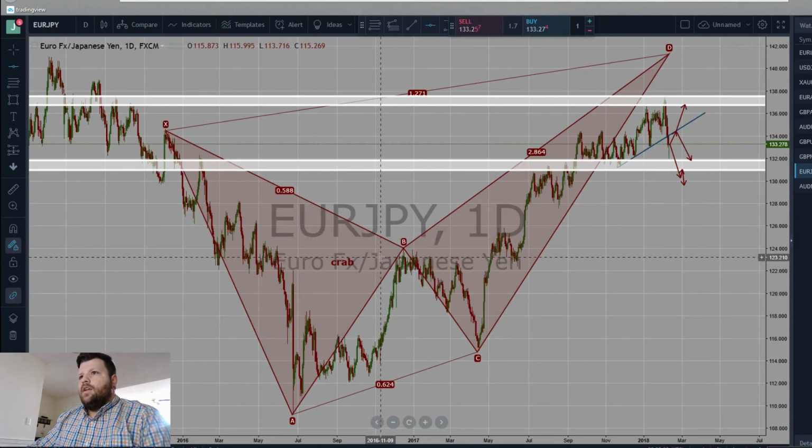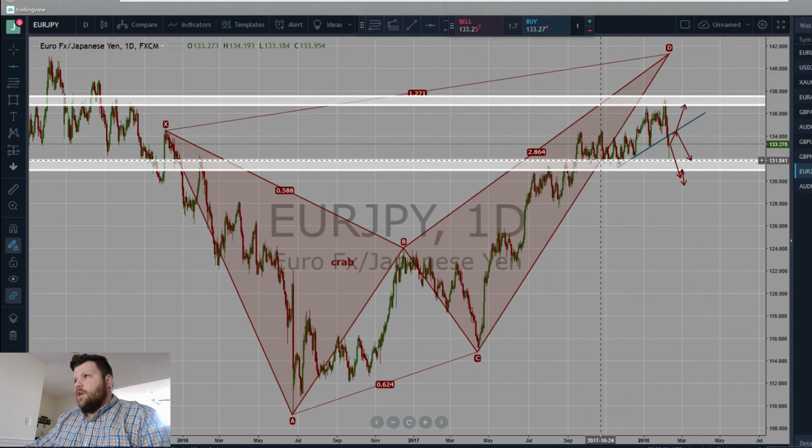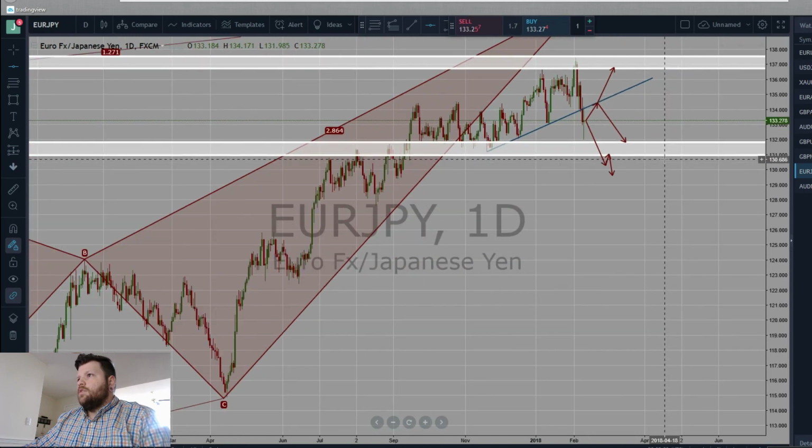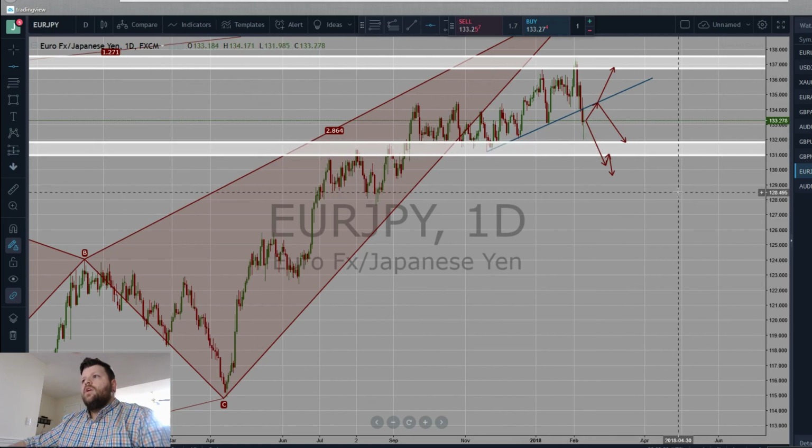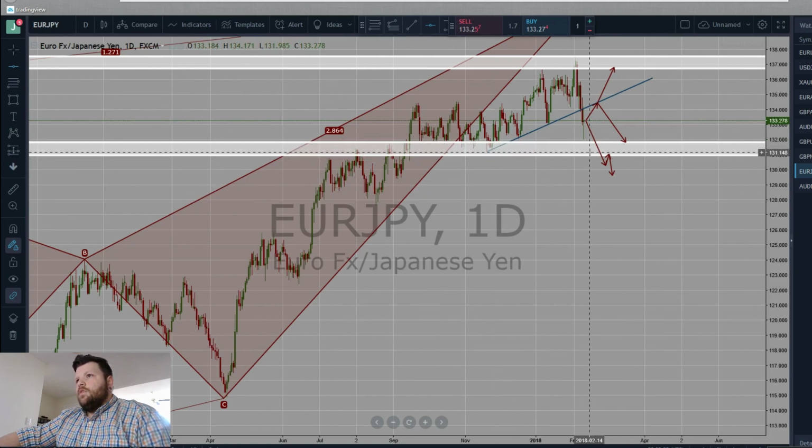Alright, now looking at EurJpY on the daily time frame, we have a valid crab pattern that is nearing completion. However, we do have this trend line drawn with a break and a retest. I'll zoom in so you can see the retest, the break, and then the retest of the next candle. But it also did get very, very close to hitting this zone.